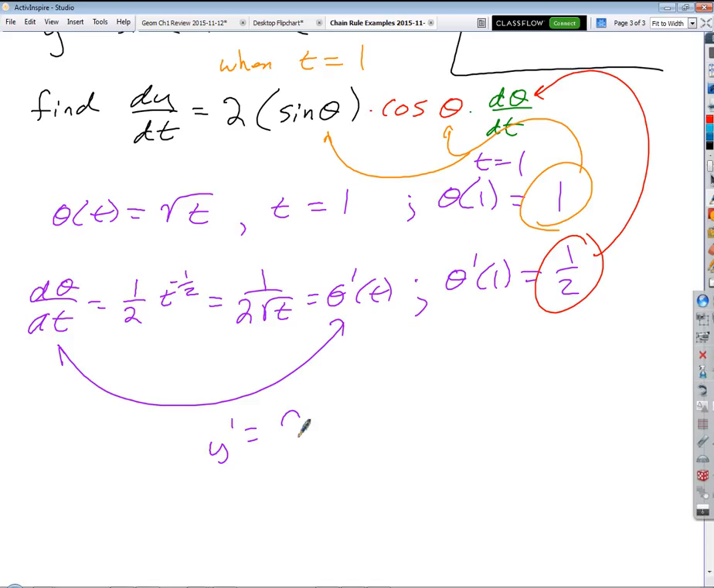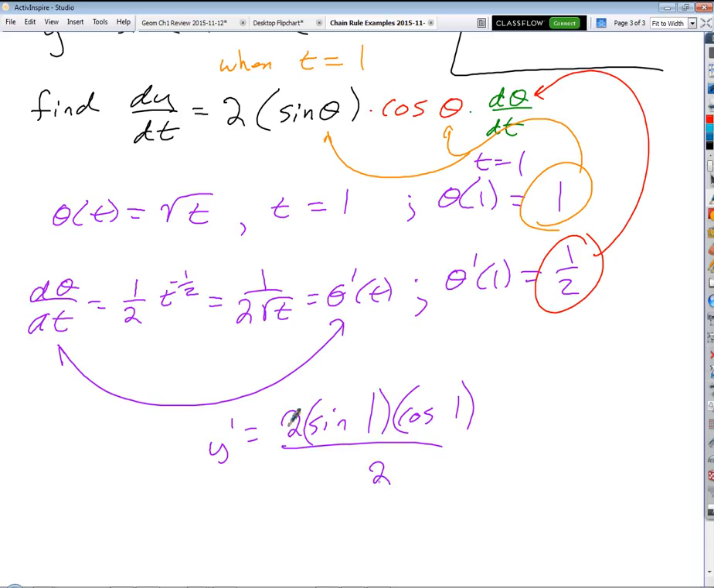Y prime equals 2 times 5 sine 1. Well, okay, sine 1 is just a number, right? Yeah. 2 sine 1 times cosine 1 times a half? Times 1/2. So the 2's would cancel. Yep. I would have never thought of that.